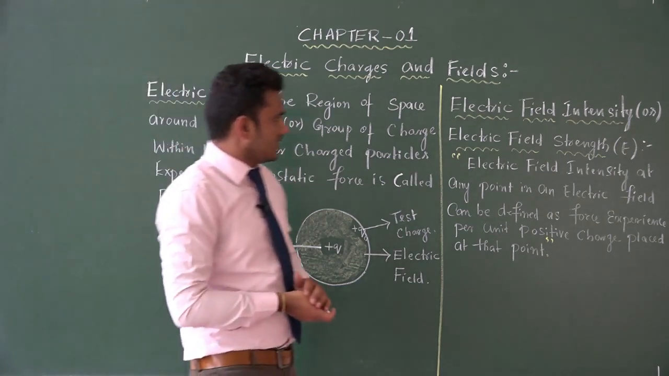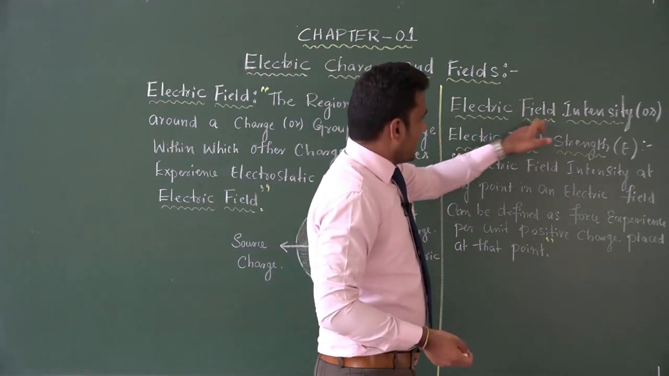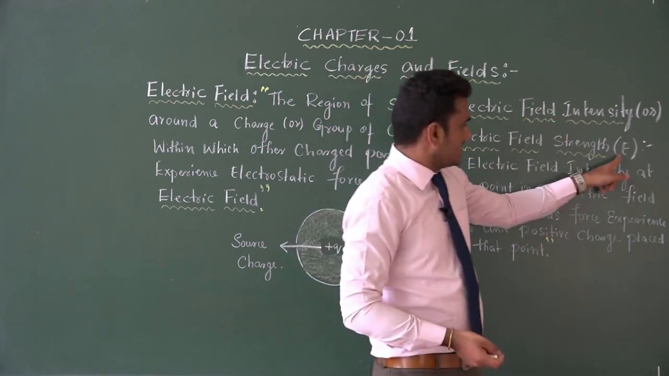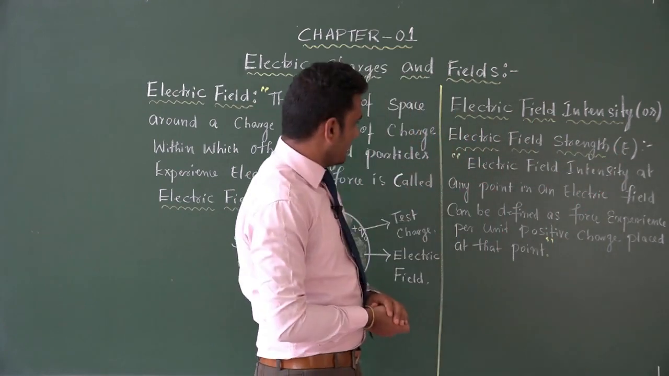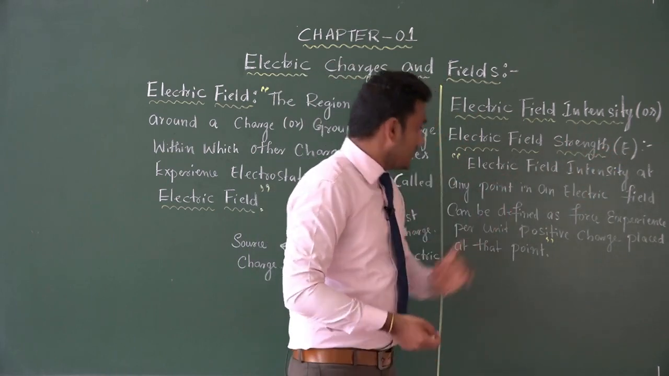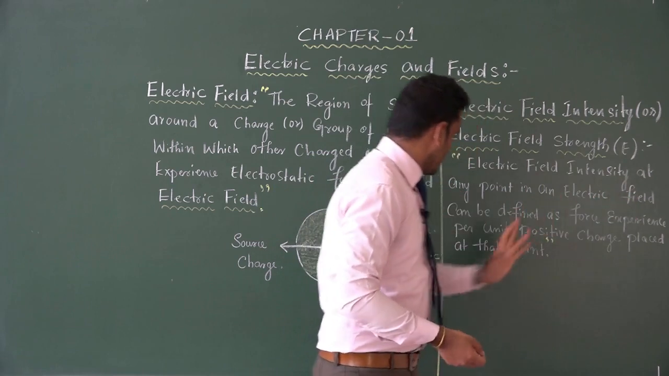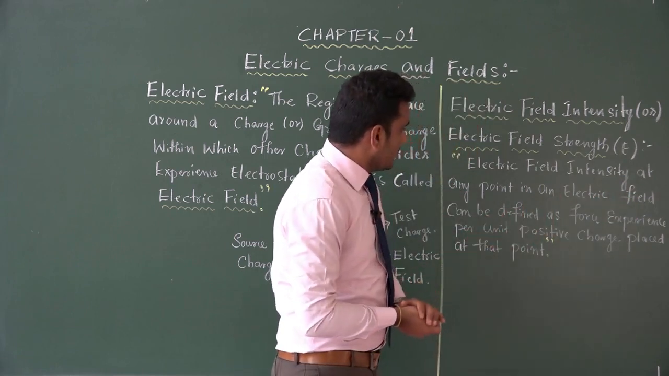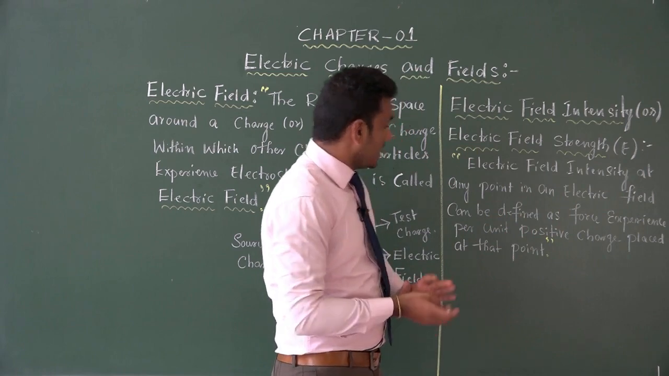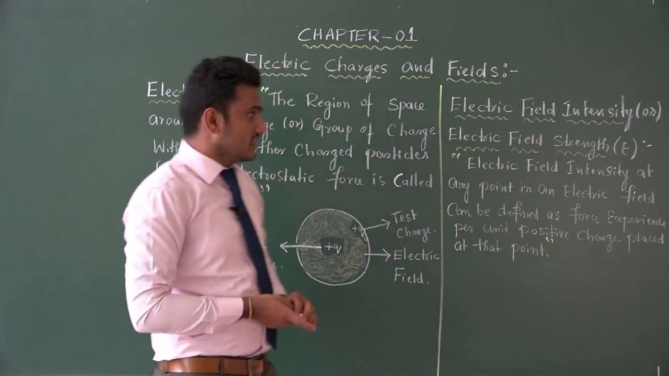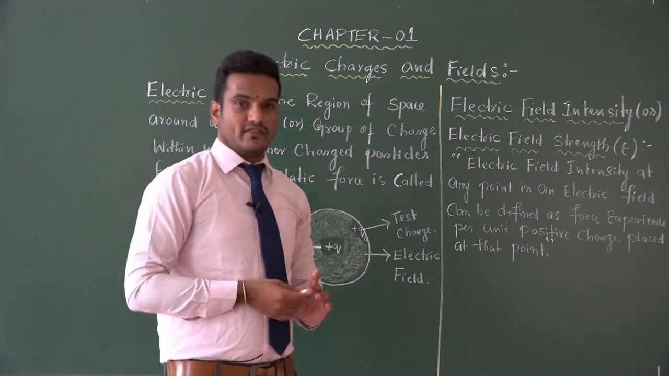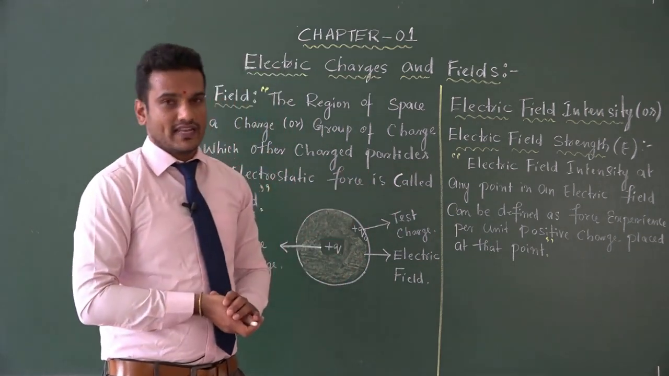Then the next concept is electric field intensity or electric field strength. It is denoted by E. Look at the statement. Electric field intensity at any point in an electric field can be defined as the force experienced per unit positive charge placed at that point, which means we need to calculate the strength or intensity of the electric field at any point in an electric field.